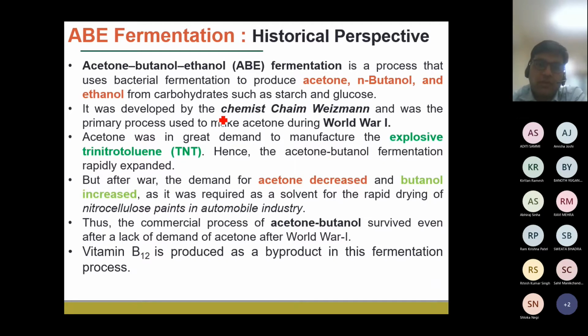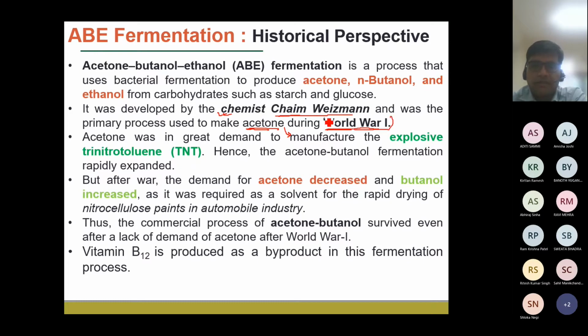First of all, we look into who developed these methods. It was developed by a chemist, Chaim Weizmann. Okay, and this was developed in the World War era because the demand for acetone during this era actually increased. And why was this acetone in very high demand? It is because of the manufacturing of explosives like trinitrotoluene, and so on.